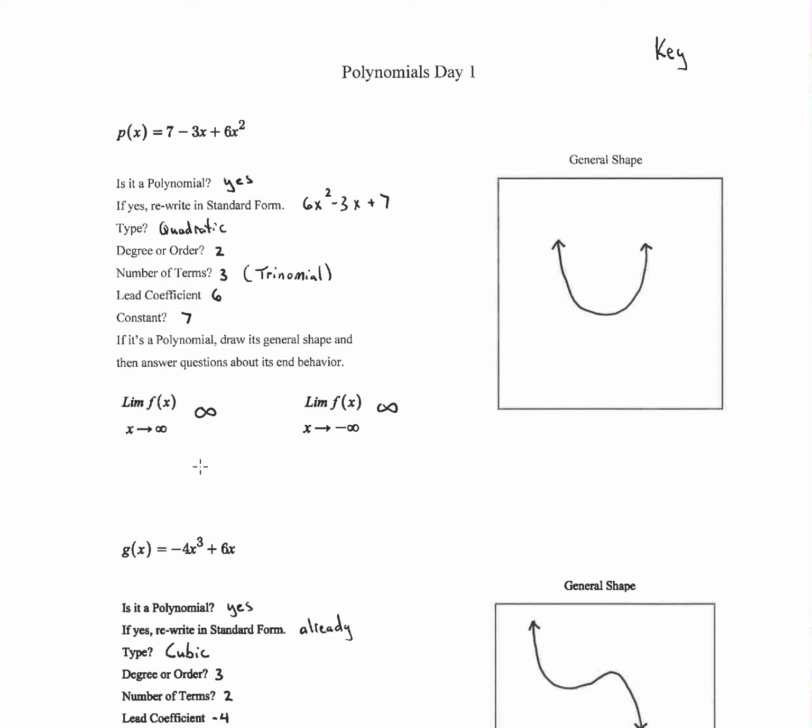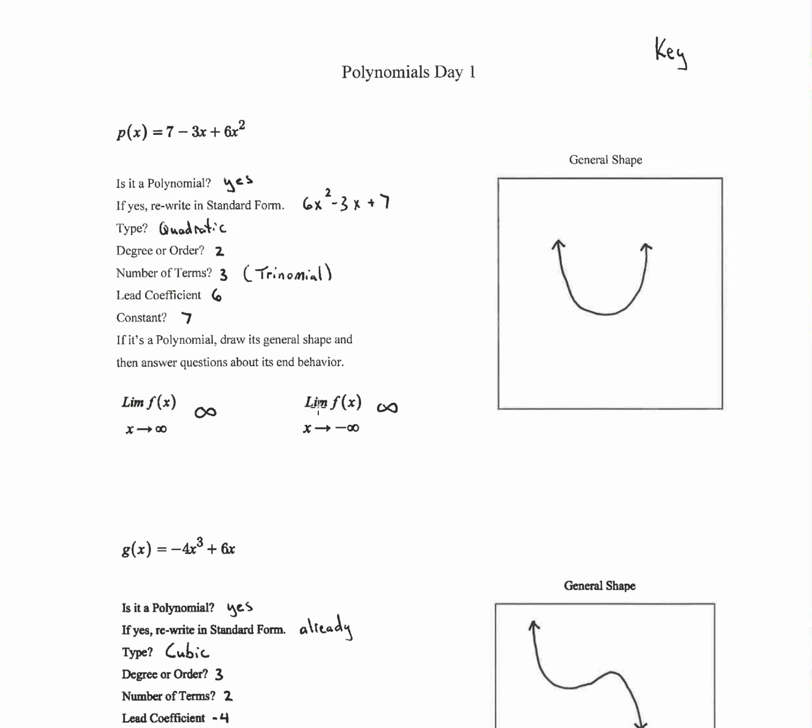Here's the general shape, and then this says what is happening to our function as we let x go to infinity. And this is basically saying what's happening to the function as we go really, really far to the right on the graph. When we go to the right, the function is going up. So it's going to go to infinity.